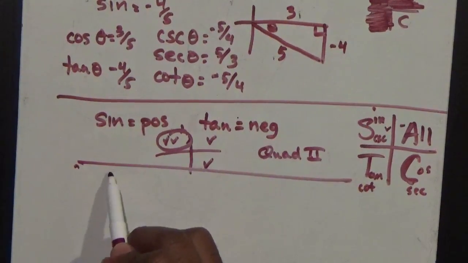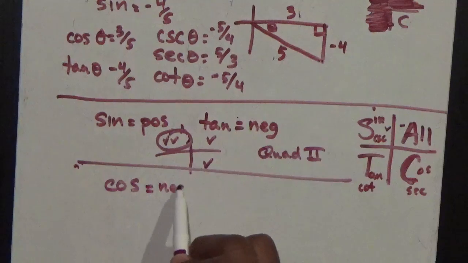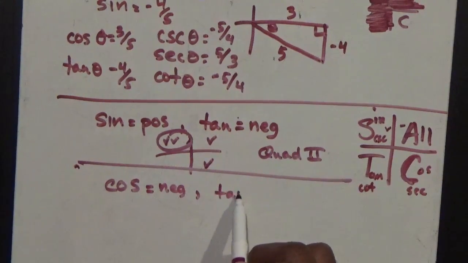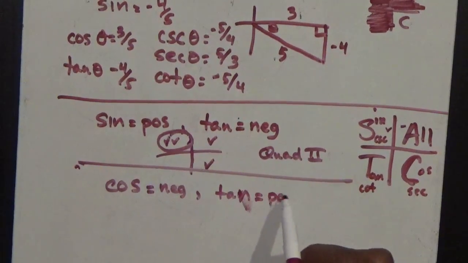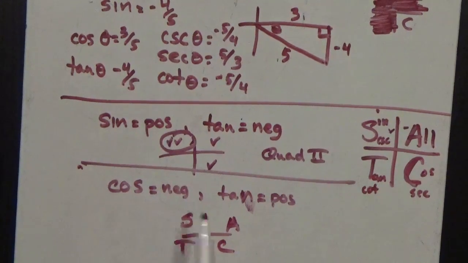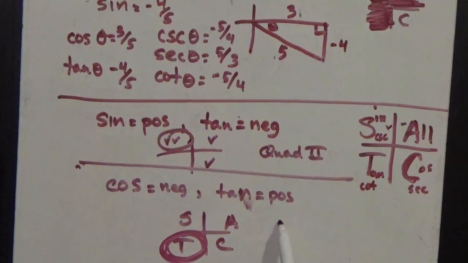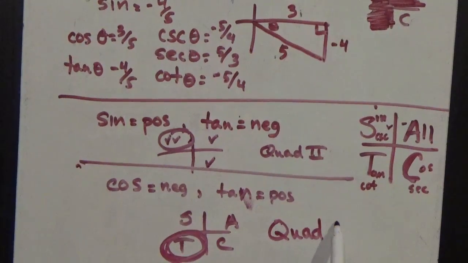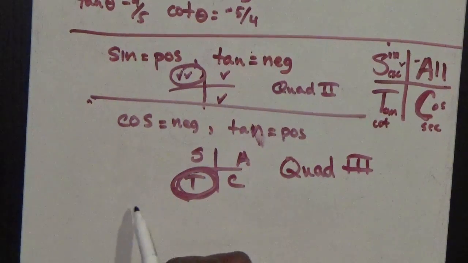Again, where cosine is less than 0, so negative, and where tangent is positive. Alright, so let's think about it. Where cosine is negative would be over on this side, but where tangent is positive would be right there. Alright, so that one's quadrant 3. And then the last one.